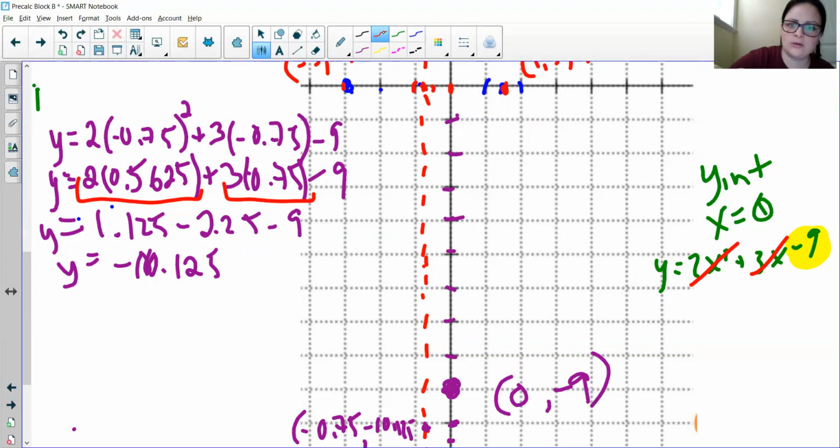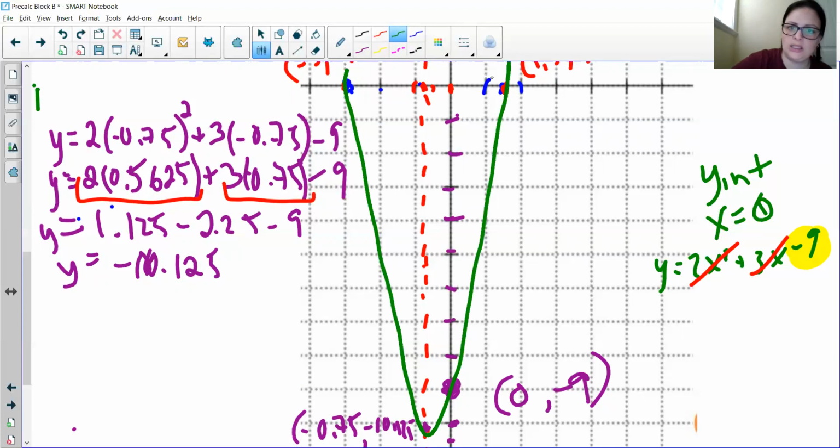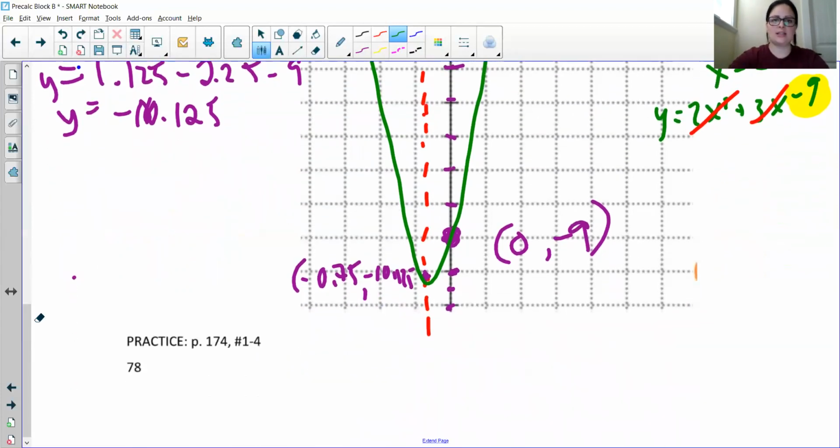And you can now sketch, hopefully better than me, your parabola. So again, it opens up. It's been horizontally compressed, so it's a little narrower. And that is the Xavier method for sketching.